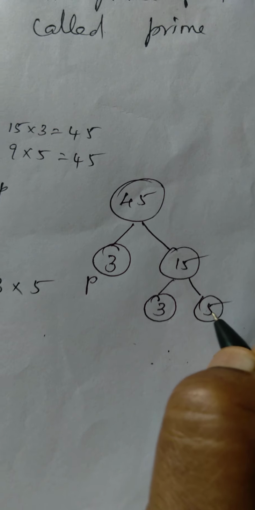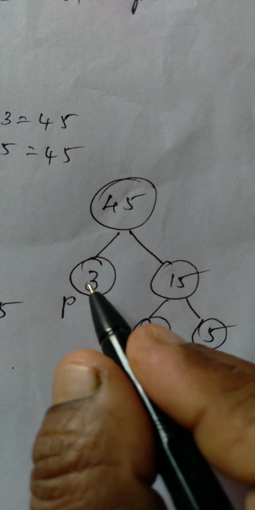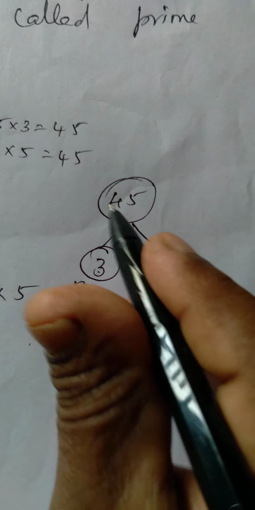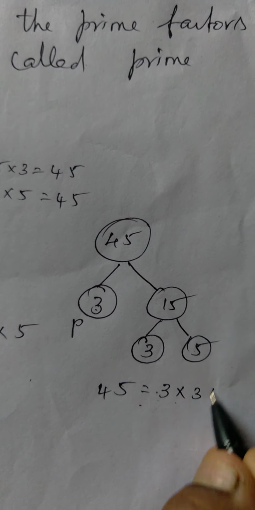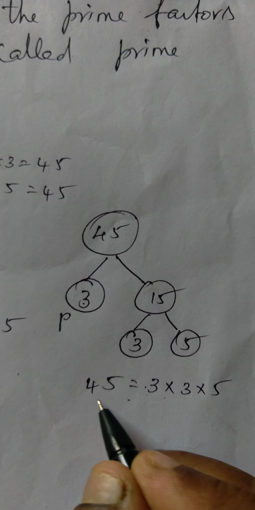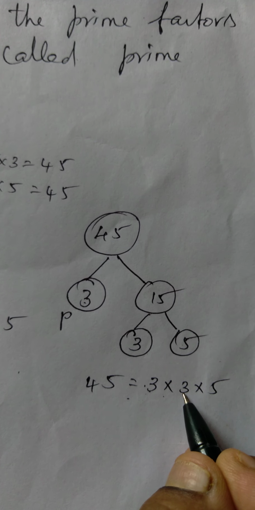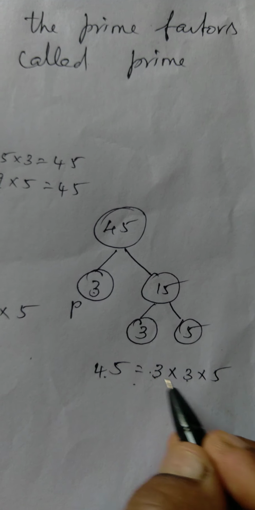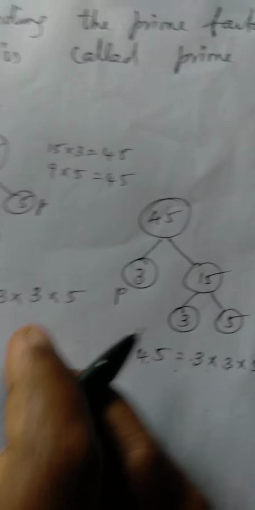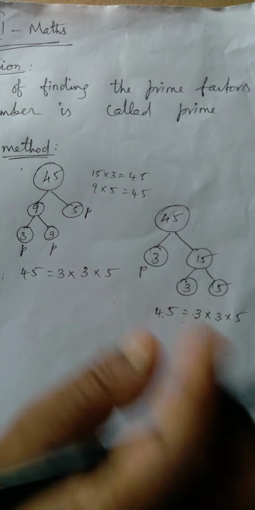Now here you see, any more composite numbers? No composite number. All are prime numbers. So 45 is equal to 3 into 3 into 5. Multiply and check whether you get 45 or not. 3 3s are 9. 9 5s are 45. Here also same factors: 3 two times, 5 one time.